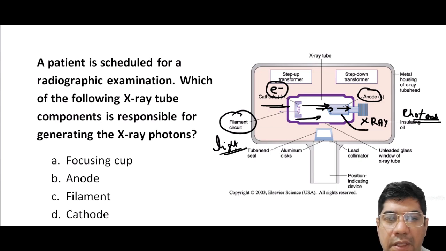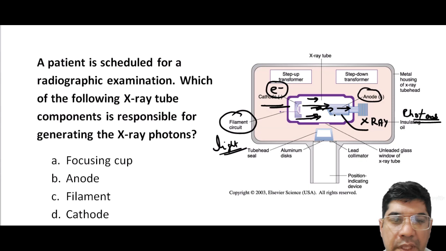So the anode, you can consider it like a target board. When you throw arrows at this board, it will produce a flash of light. So in the case of X-ray, the electrons that were released from the cathode hit the anode. When they hit, they produce X-rays.